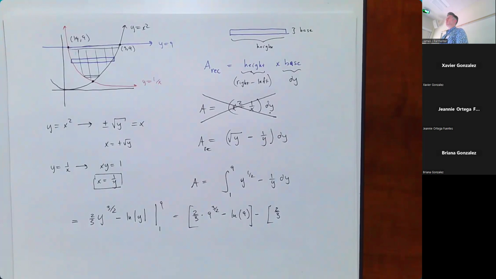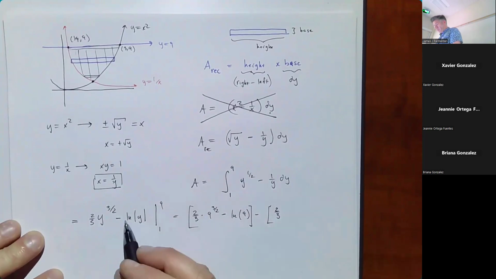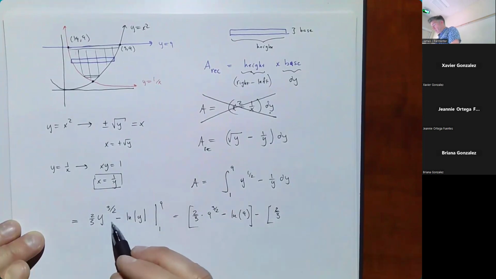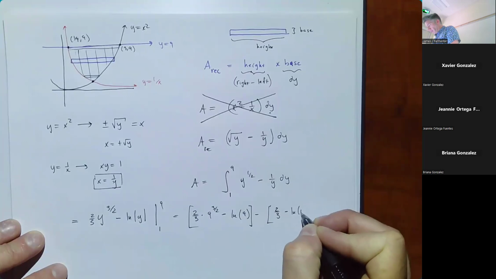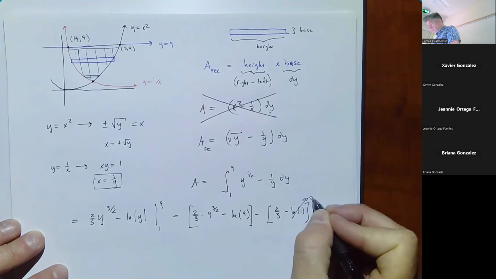What's 1 to any power? Just 1. Right, 1 squared is 1, 1 cubed is 1, 1 to the 3rd is 1, the square root of that is 1, 1 to any power is 1. So when we have 2/3 times 1 to the 3/2, we should just write it as 2/3. And the natural log of 1 is 0.